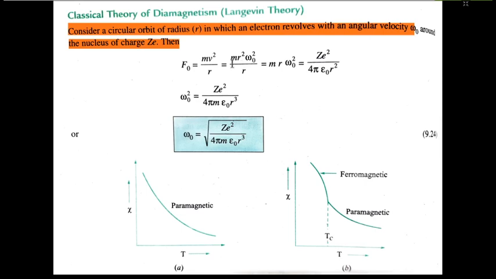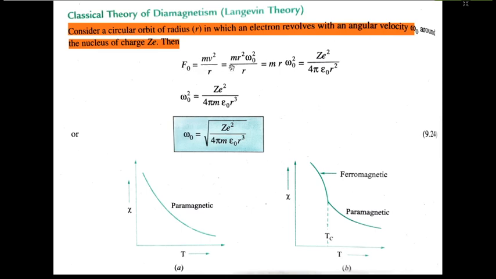So v square is equal to r square omega square. So I am replacing just v square by r square omega square. So m r square omega 0 square divided by r. This is the equation for the F0. And now the r can be cancelled by the r power, so m r omega square, I can write it over here.